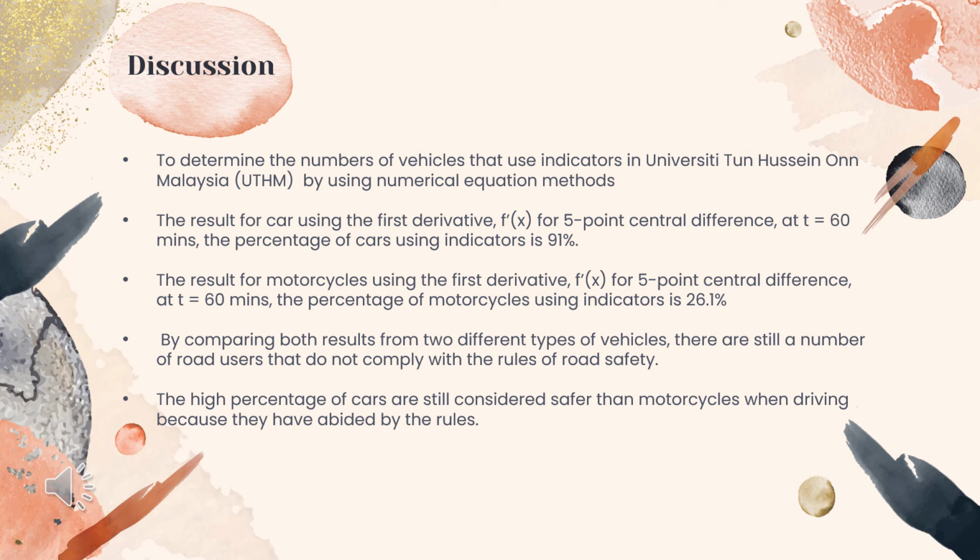From here you can see that the percentage of cars using indicators shows that the probability for an accident to occur is very low, while for motorcycles it is very likely to happen. By comparing both results from the two different types of vehicle, we can say that there is still a number of road users that do not comply with the rules of road safety. So we can conclude that a high percentage of cars are still considered safer than motorcycles when driving because they abide by the rules.